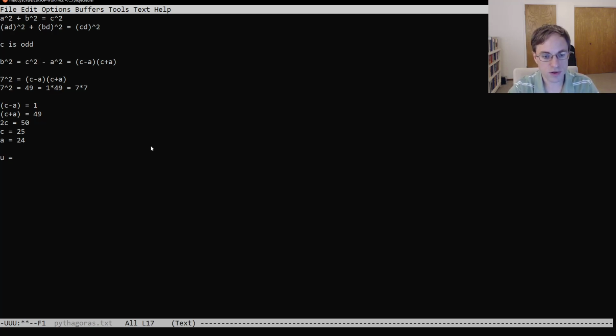If we suppose u equals c minus a and v equals c plus a, then if we want to solve for c, we could just add these two together and divide by 2. So that's u plus v over 2. That's going to be equal to c. And similarly, we can subtract u from v and divide by 2 and get a, like so.